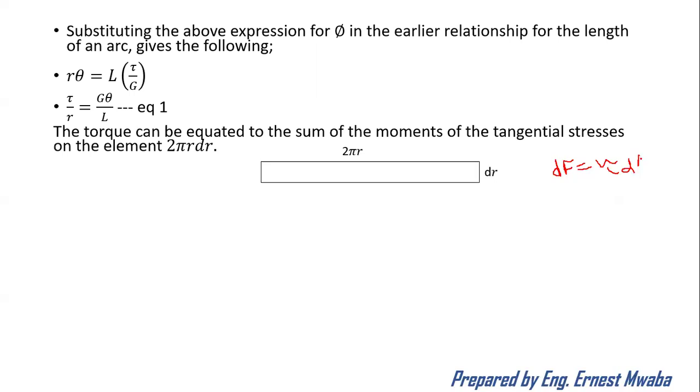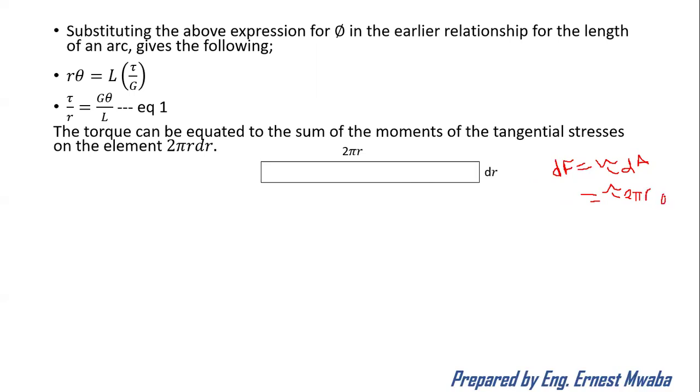Now, one thing you can notice is that what we are calling a small area is a product of this and that. So then you can rearrange it so that it should be shear stress by 2 pi r multiplied by the width. 2 pi r is our length.